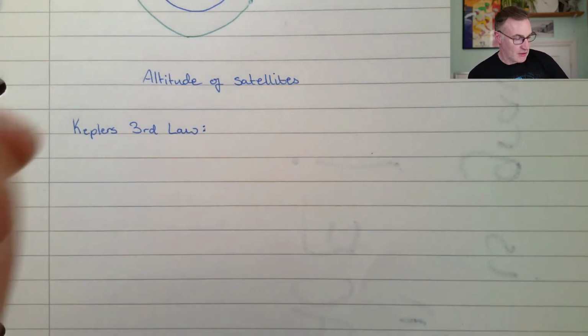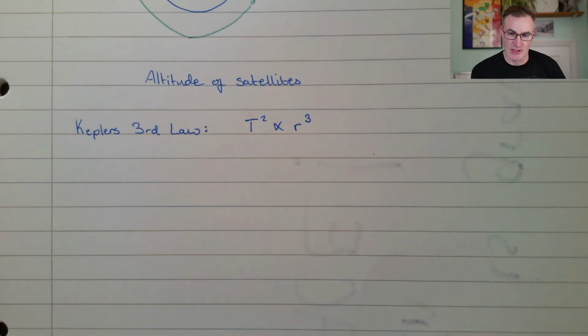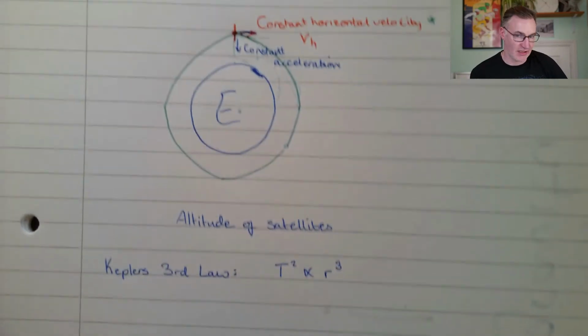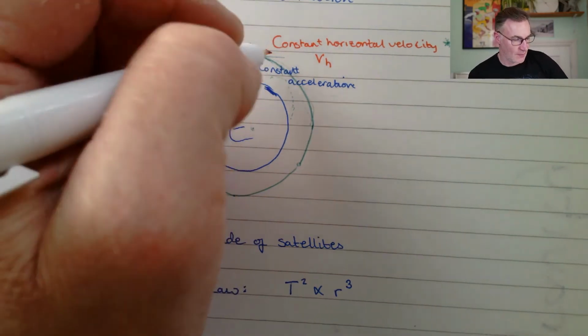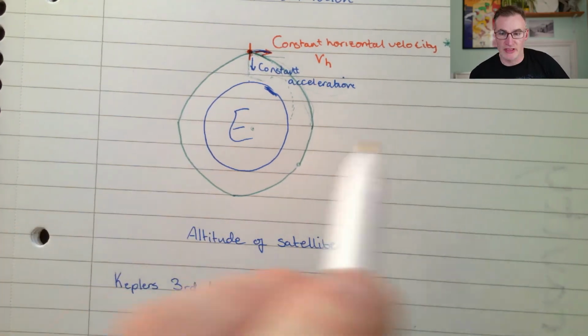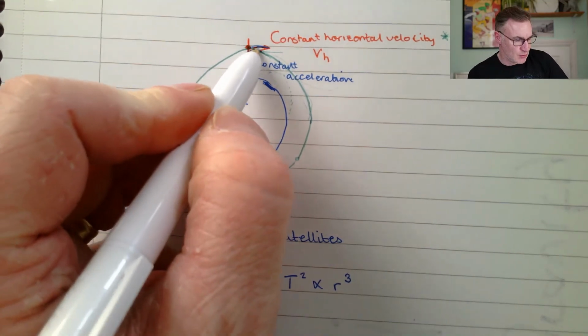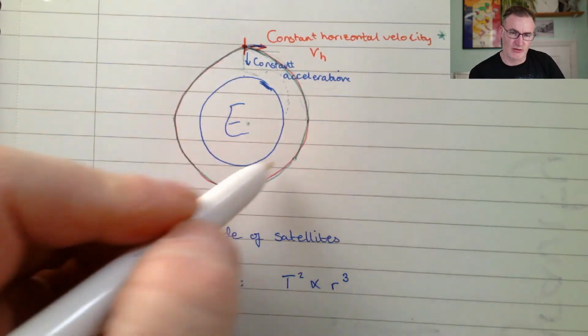So Kepler's third law is basically saying that, I'll write it out, T squared is directly proportional to r cubed. T being the period of a satellite. Now, if you remember from waves, the period is the time for one complete wave, but we'll also use period for orbits. And so period is the time for one complete orbit, i.e. the time it takes to go around.